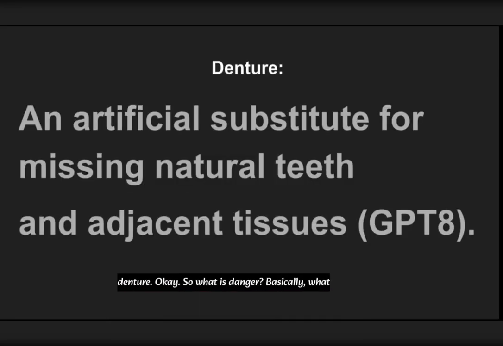Okay, so what is a denture? First we'll know what a denture is. A denture is nothing but an artificial substitute for missing natural teeth and adjacent tissues. Okay, this is the definition for dentures.